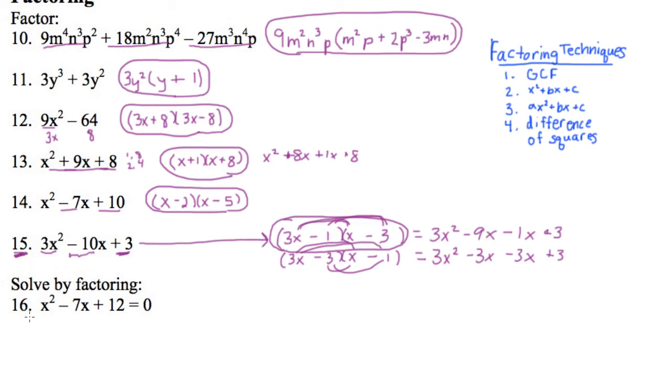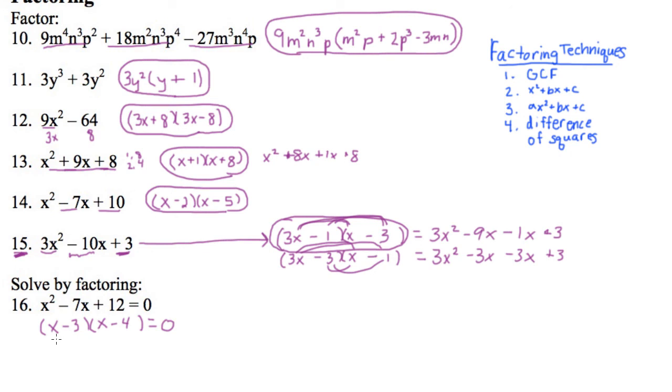All right, solve by factoring. So I'm going to factor this. Let's see, I want two numbers that multiply together to be positive 12. Negative 3 and negative 4 multiply to be positive 12 and add to be negative 7. So that's what I want. But now I want to solve this. It tells me to solve.